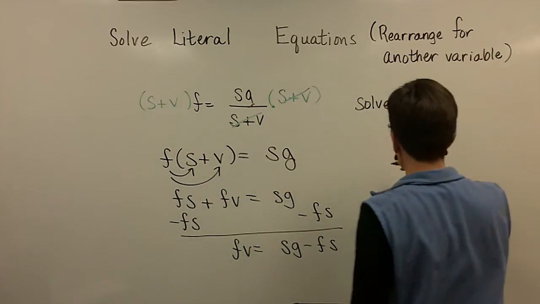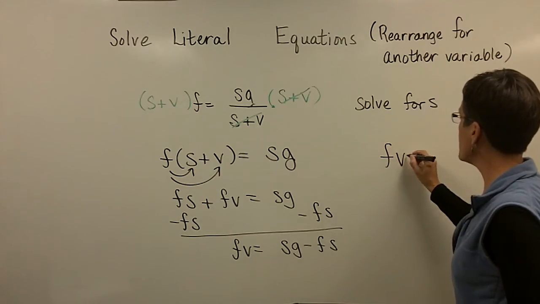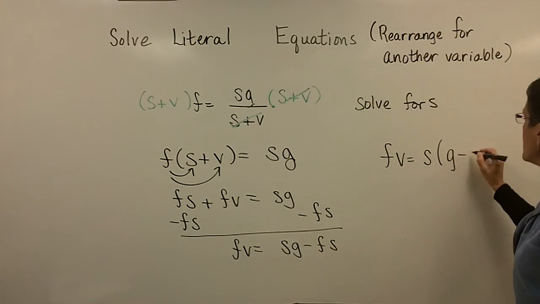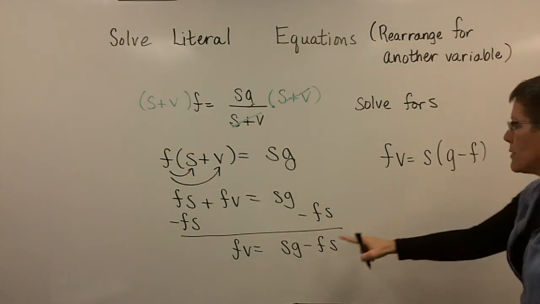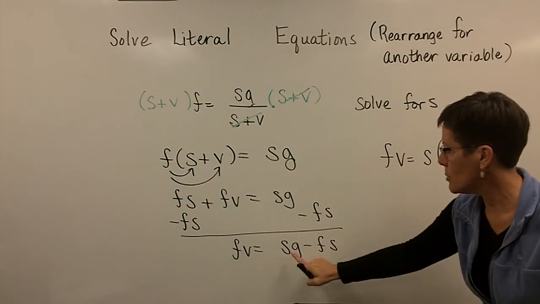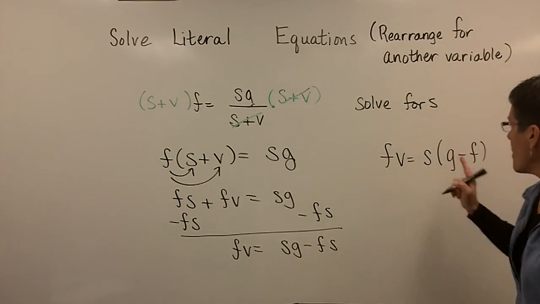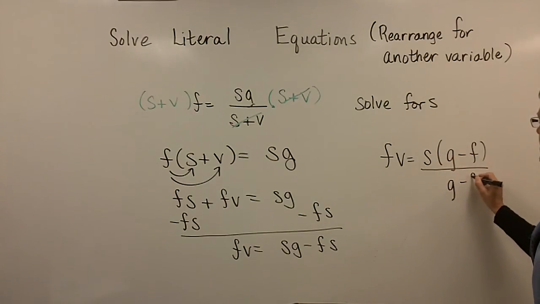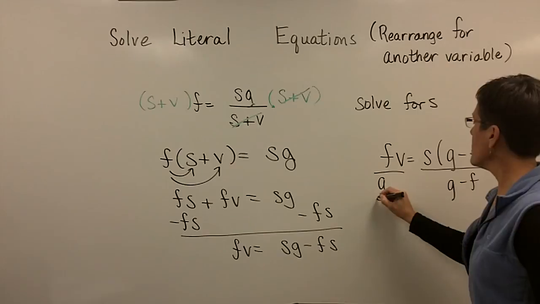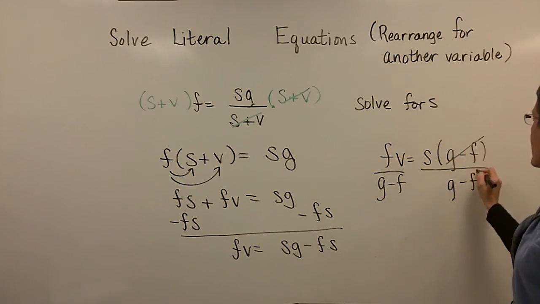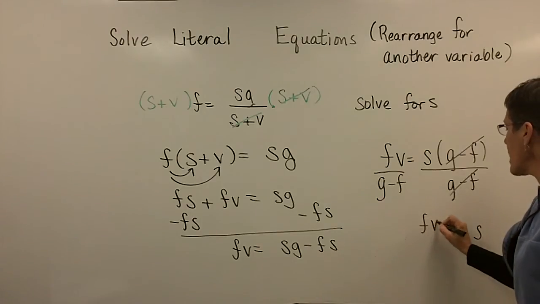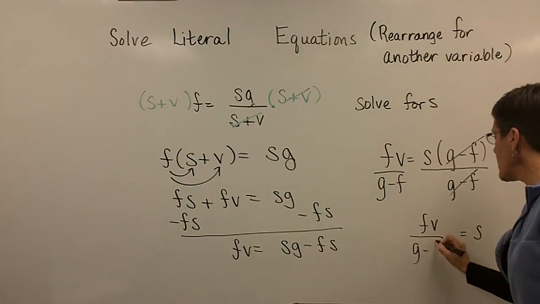I'm going to do that over here. So the left side I have f times v, and now I'm going to factor out that s. So I need a g minus f. When I factor out the s out of these two terms, this g minus f is in my binomial. And I want to solve for s, and since this is s times that, I'm going to divide both sides by the g minus f. And my solution for s is to take f times v divided by g minus f.